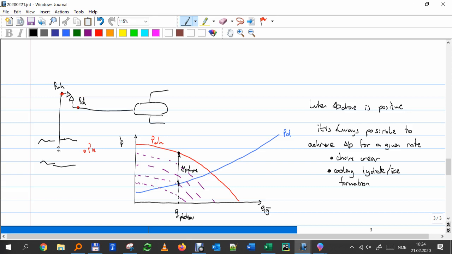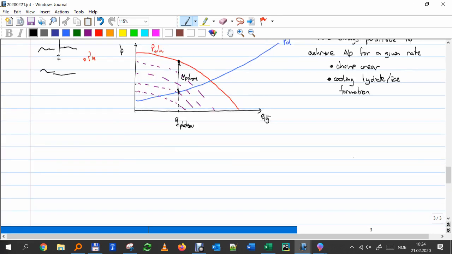Okay, choke wear. But these are not really big problems. If I have a big delta P, sometimes in onshore, I can put two chokes, one after the other, and then I drop pressure in one and I drop the pressure in the next, two chokes in series. Okay, but it's something that I can solve. It's not something that really is going to stop me from getting that delta P.